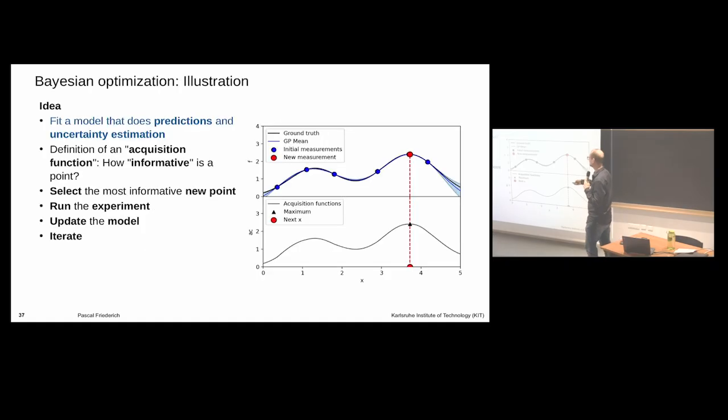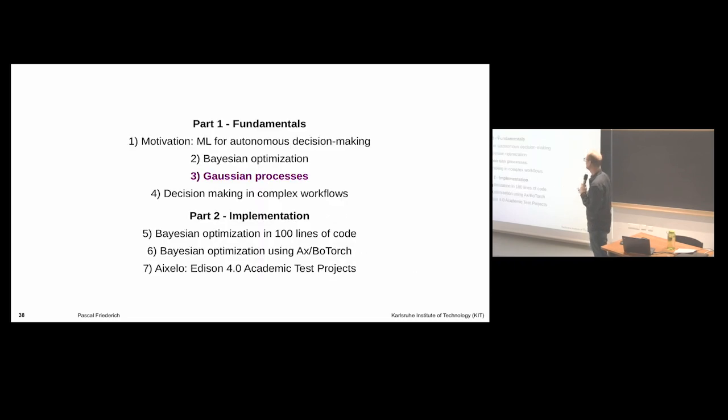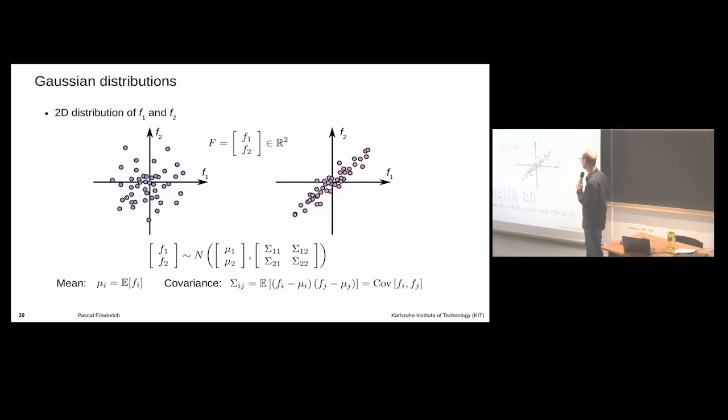Now, as I said, the core is having a model that has not only predictions, so not only a blue line that fits the curve, but also uncertainty estimation. So I will now take a couple of minutes to introduce the Gaussian process model. This will be a bit more mathematical. You might benefit from it. Maybe you don't care about it, but let's quickly go through it.